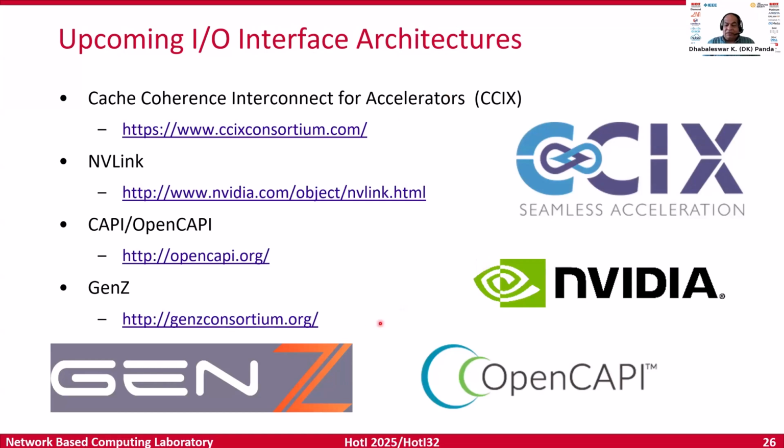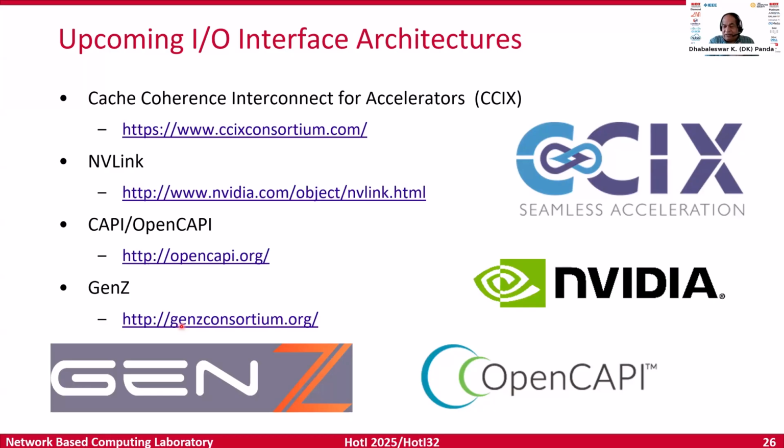PCI Express started with Gen 3, then Gen 4, and Gen 5 is the most common one. Gen 6 has been announced, but there are not many systems out there. Over the years, if you have a better GPU, a better accelerator, or a better network, people try to get higher bandwidth to the memory. This is where all these consortia started, like CCIX, and NVLink came. I'll go into that detail a little later. Then CAPI, OpenCAPI, Gen-Z, they kept going for some time and then they died.